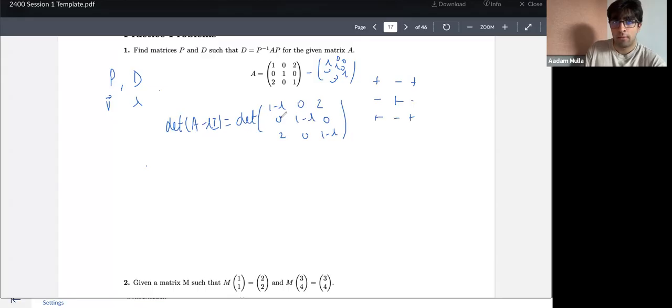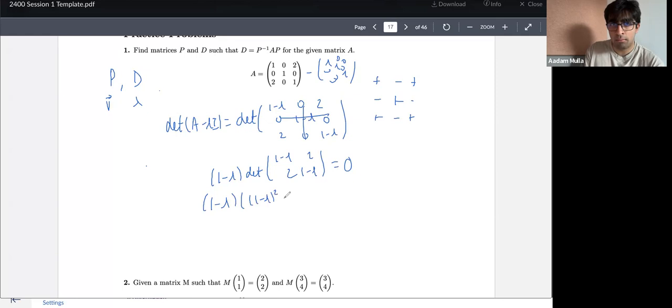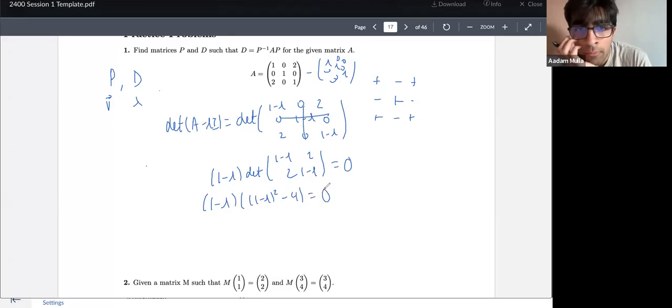So it's going to be minus 0 times that, all good, plus 1 minus lambda times the determinant of what's remaining. What's remaining after we get these two away is 1 minus lambda, 2, 2, and we want this to be equal to 0. So 1 minus lambda times (1 minus lambda) squared minus 4 equals 0. Let's make sure we do the math right there.